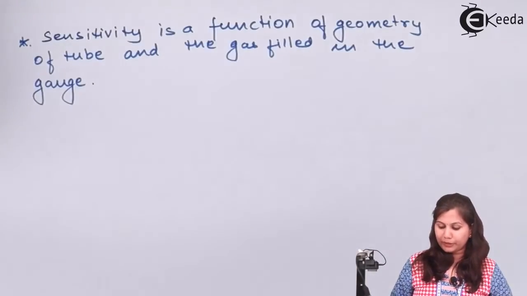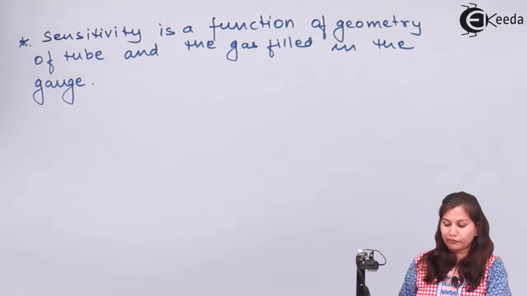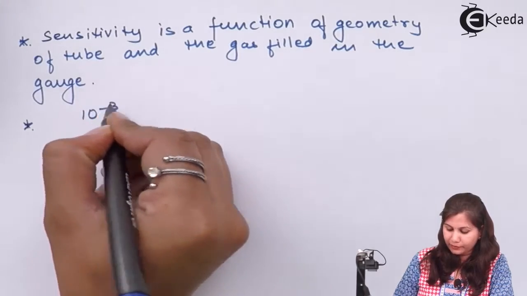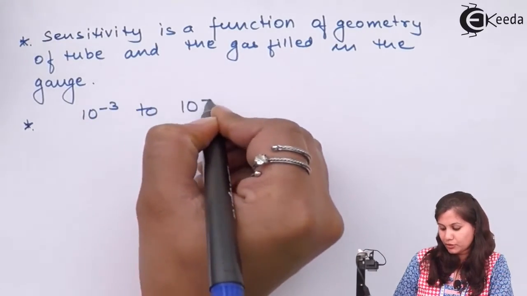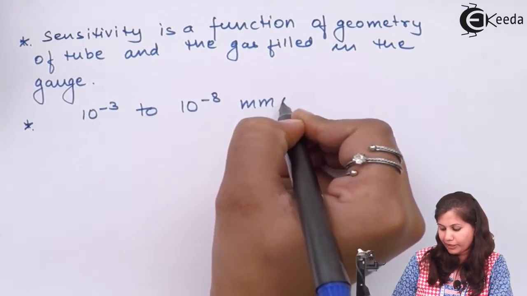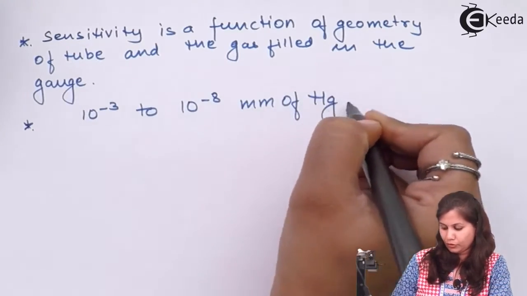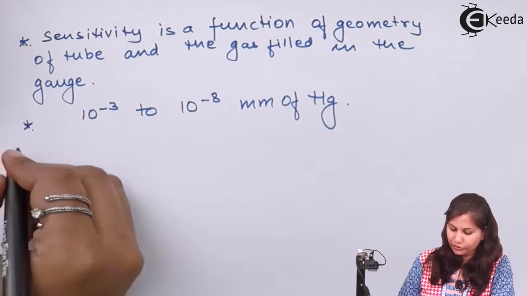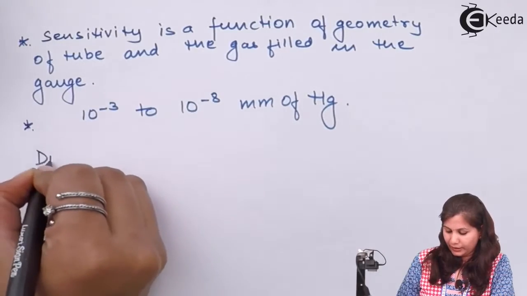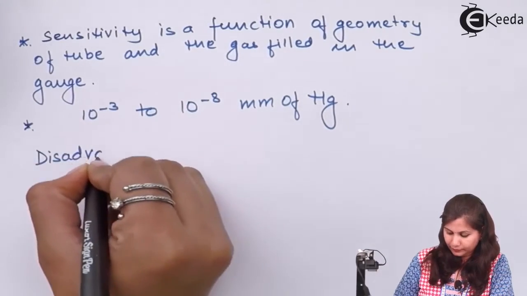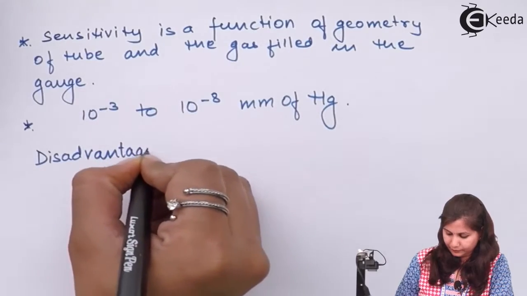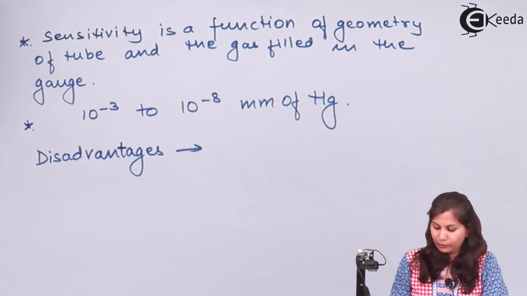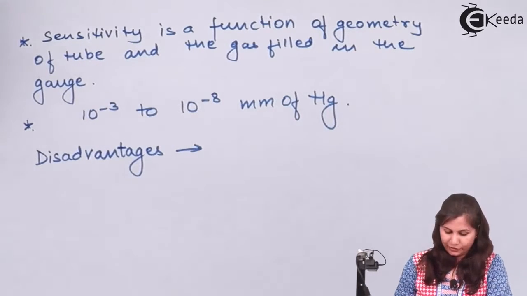Now let's come to the pressure range that can be measured with the help of this hot cathode ionization pressure gauge. It can measure pressures from 10 raised to the power minus 3 to 10 raised to the power minus 8 mm of Hg. So this is the pressure range for the hot cathode ionization vacuum gauge. Now come its disadvantages. Let's see what the disadvantages of this type of ionization gauge are.